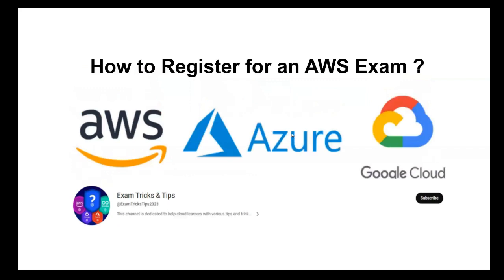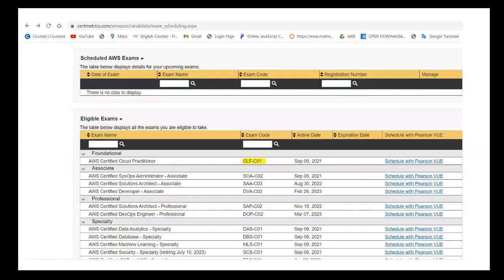So we'll be looking at how to register for an AWS exam. What you need as a prerequisite is you need to create an AWS certification account, which you can create by going to amazon.com. I'll put a link in the description of this video. Basically, you create an Amazon certification account, and if you go to the exam scheduling or register for an exam tab, you will see all the exams available which you can book.